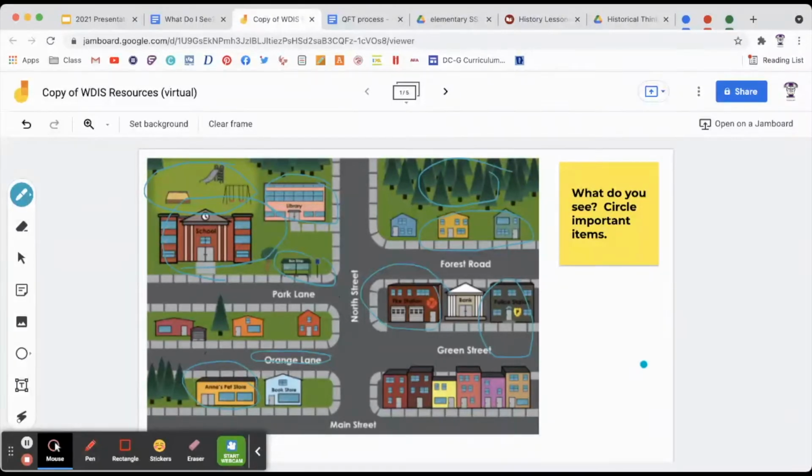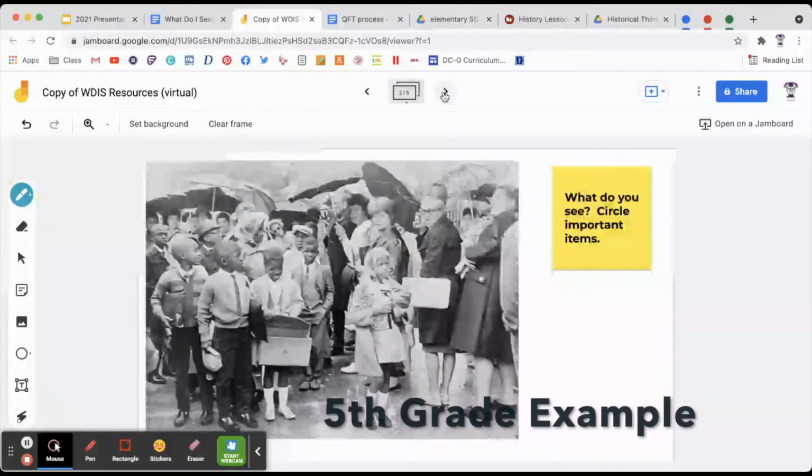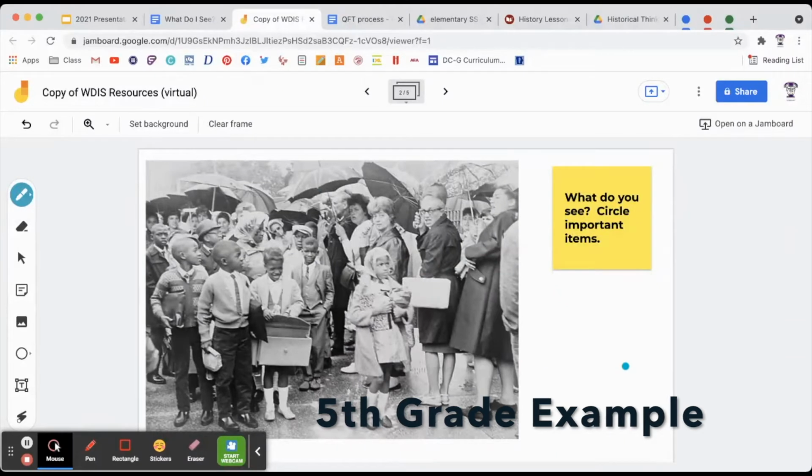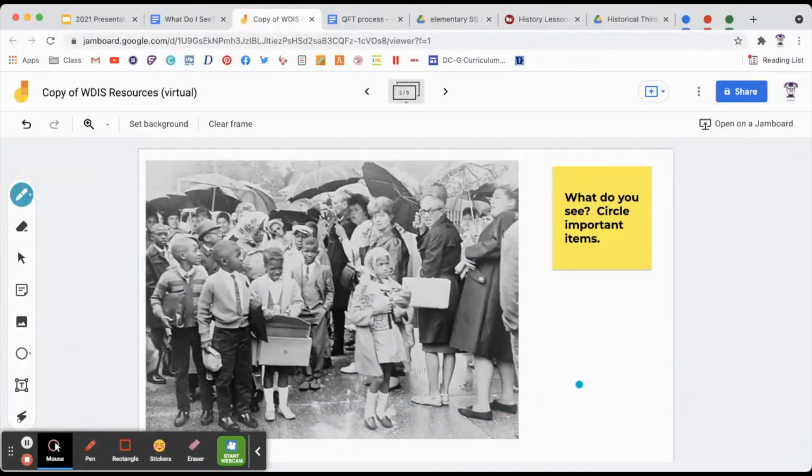The next step that we would do is we would move into asking questions about this or having a discussion about what is seen on the page. So I would like to go on to another one here. And I'm going to do the exact same thing. What do you see? What do I see in this picture?